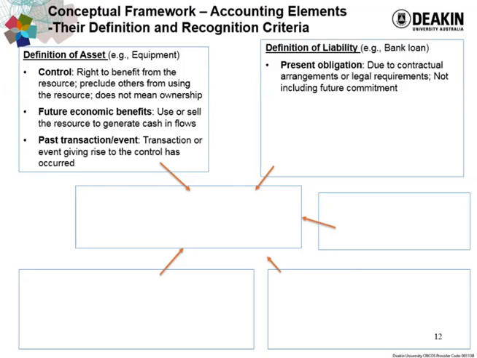Now let's have a look at liability. Examples of liability include bank loan and provisions. First, there must be a present obligation. Present obligation can arise because of contractual arrangement. For example, you sign a loan agreement. And it can also arise because of legal requirements. For example, every company has a liability to pay tax.